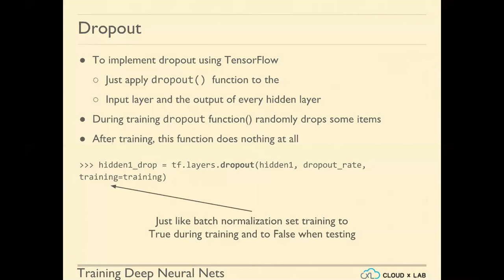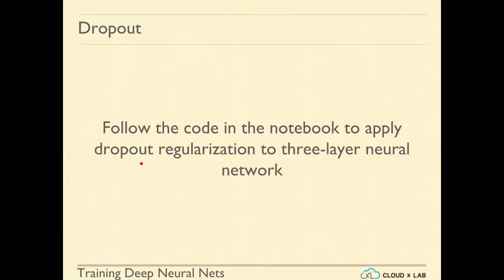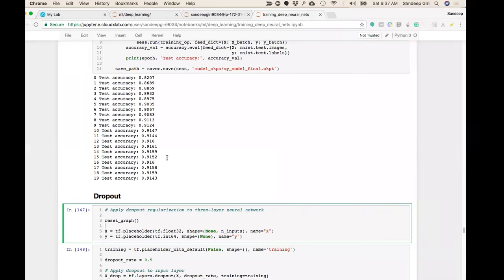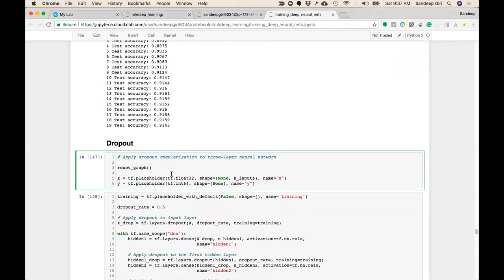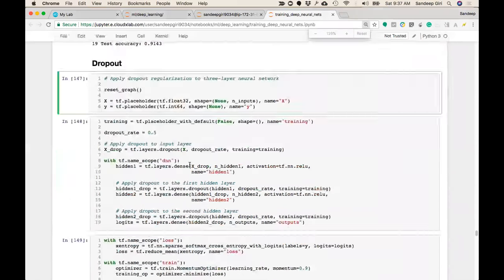Okay. So here what we are doing is we are creating a dropout layer, or you can say that we are passing the output of the hidden layer through this function called dropout. So we are creating one layer in between. Let's follow the code here. Now let's take a look at the actual code. Let me zoom it out. Okay. I hope it is clear.